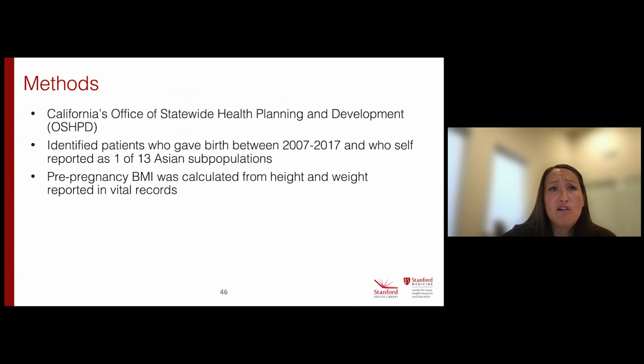And so for our study, we used California's Office of Statewide Health Planning and Development, which links birth and fetal death certificate and maternal and infant hospitalization discharge records for births in the state between 2007 and 2017. And we included people who self-reported as one of 13 Asian subpopulations that's collected on that form. And then pre-pregnancy BMI was calculated from height and weight reported in vital records.